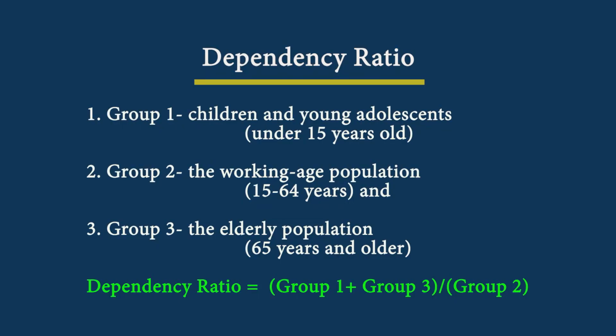Now we are going to discuss the equation of dependency ratio. Dependency ratio can be represented in an equation format in this way. Dependency ratio is equal to group 1 plus group 3 divided by group 2. So we are taking the children and young adolescents in group 1 plus the elderly population in group 3. The sum of these two groups goes in the numerator, and in the denominator we are taking the number of people in the working age group. That gives us the dependency ratio.